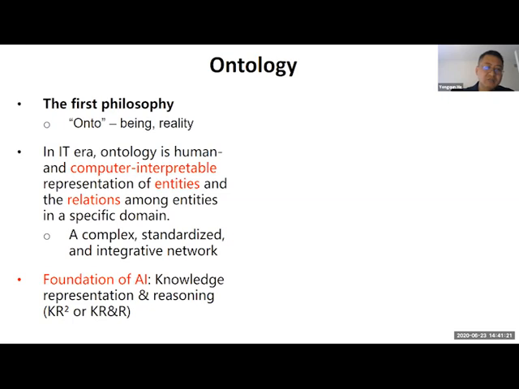Ontology basically has been around for more than 2,000 years. The ancient Greek philosophers thought of ontology as studying being and reality, like who we are, where we come from, right? In the IT area, we now put computer interpretability as a major criterion to classify ontology. So the ontology relations, who we are, should be understood not only by humans, but also by computers. That is a huge task, right?